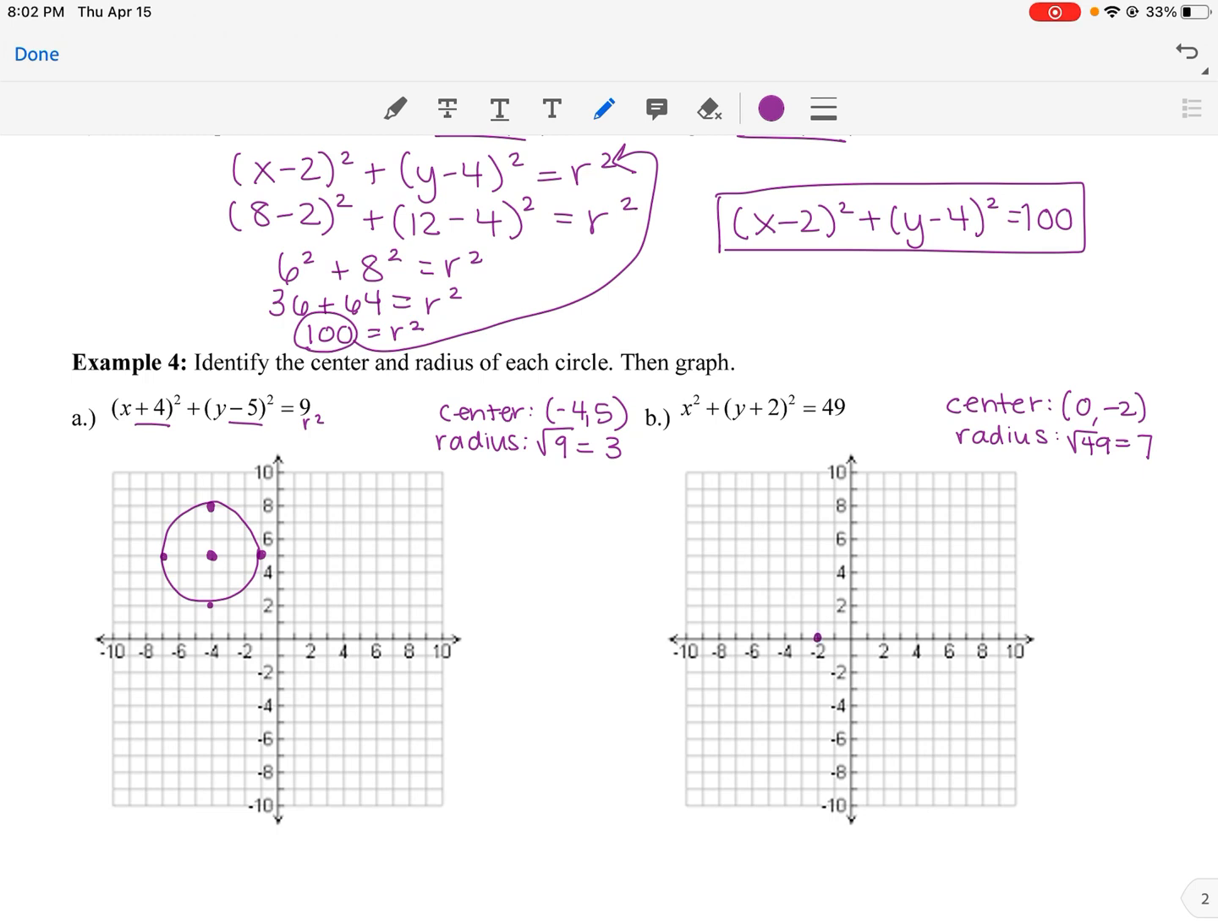So plot the center, 0, negative 2. Go right 7. Go up 7. Go left 7. Go down 7. Connect your points to get your circle.